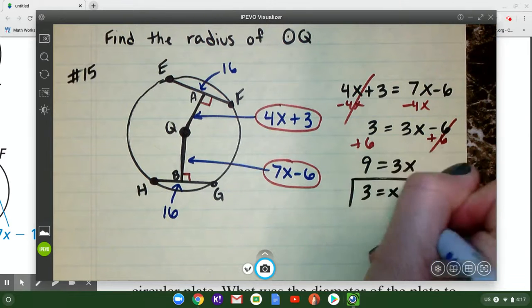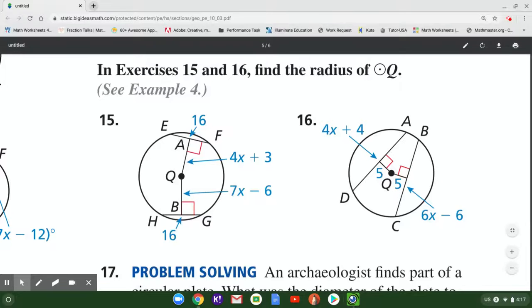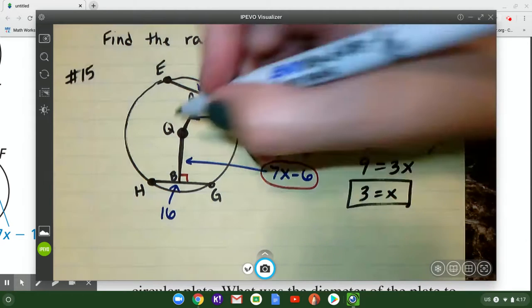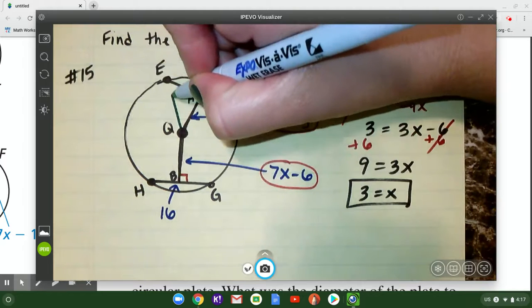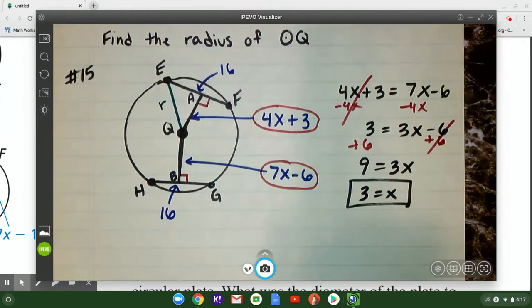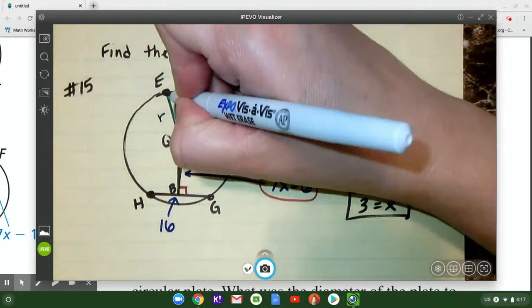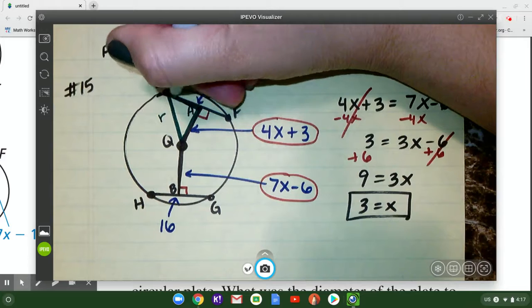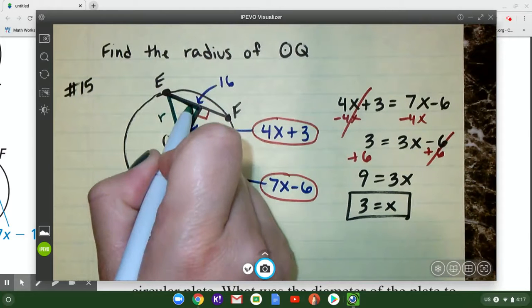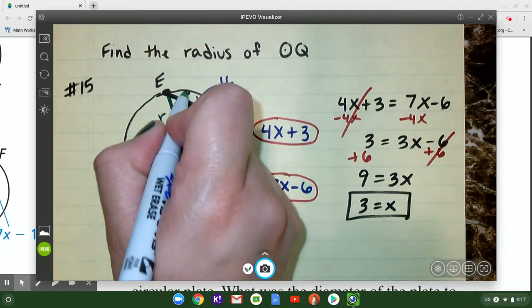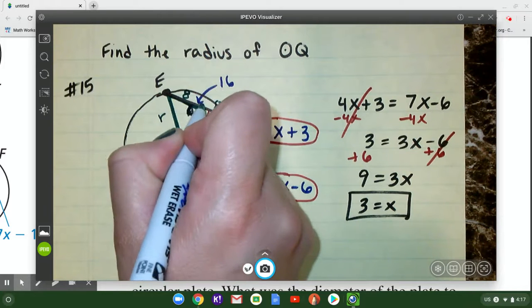So I think most people can get that far, but the question here was to find the radius. So going back to my picture, the radius is this part right here. But what we have here is a right triangle, right? Here's the right triangle, where this is 90 right here. And since this whole chord right here is 16, that means each little side right here is 8 and 8. It's right in the middle.